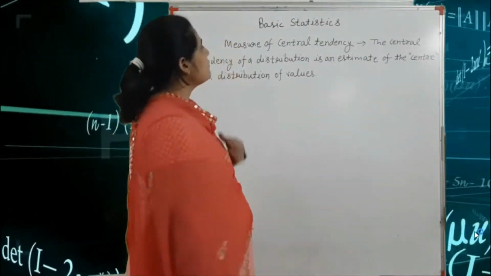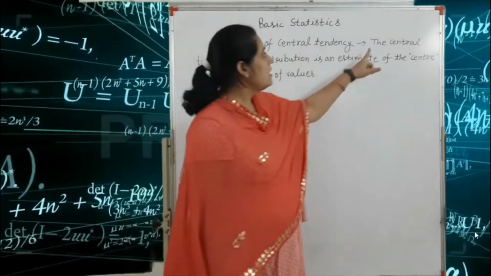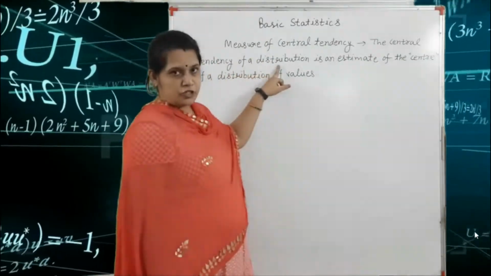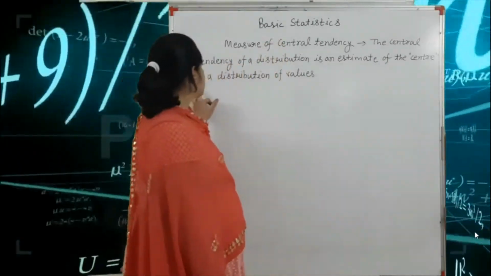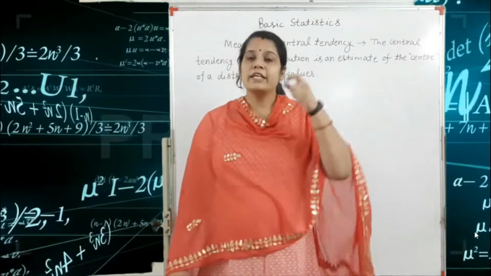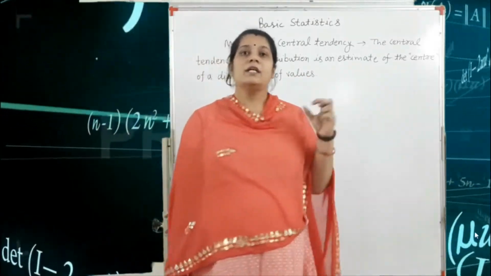In basic statistics, the central tendency of a distribution is an estimate of the center of a distribution of values. Okay, so in the measure of central tendency, we have five types.